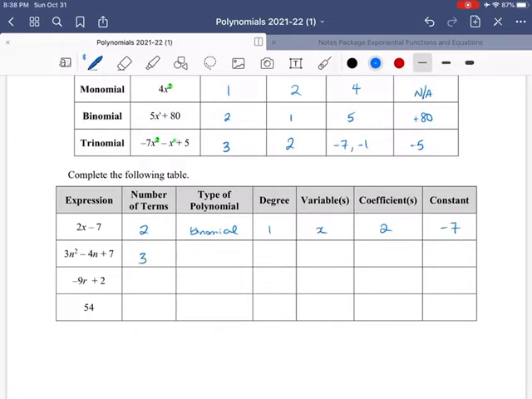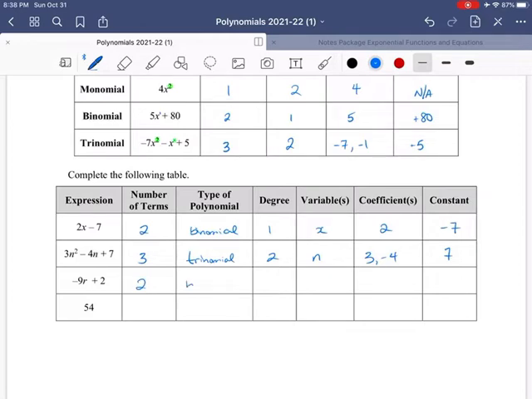In this case, there's three terms. It's a trinomial. The degree is 2. The variable is n. The coefficients are 3 and negative 4. And the constant is positive 7. You don't need to write the positive sign. You only need to tell me whether it's negative.